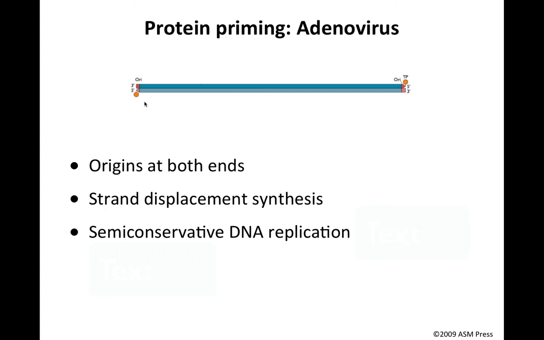And interestingly, there is a protein linked to the 5' end of each strand. It's the little orange ball here. Here's one linked to the 5' end of the bottom strand, and here is one linked to the 5' end of the top strand. The replication of this genome is by strand displacement, as you will see. Of course, it is semi-conservative, as for all the DNA replication that we're talking about. So let's see how this works, protein priming.